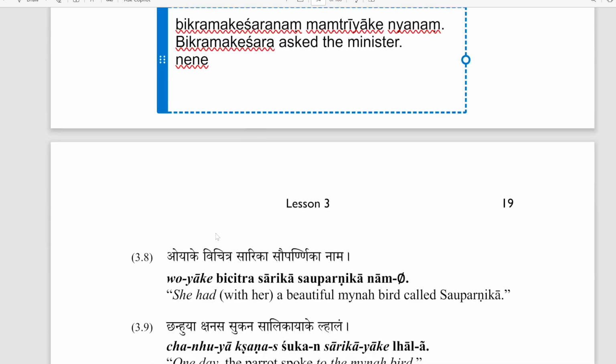Okay, so shall we move to the next one? This sariga is the minor bird. It's a kind of bird that often appears in folk stories. And also we have this vichitra. It's also Sanskrit, and that means colorful and also beautiful.